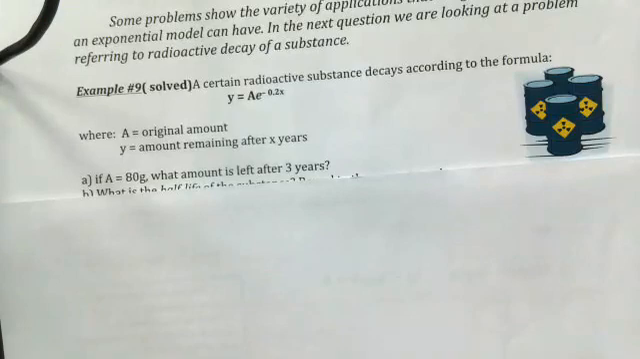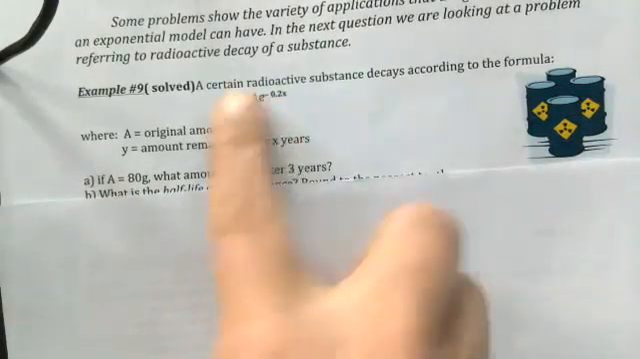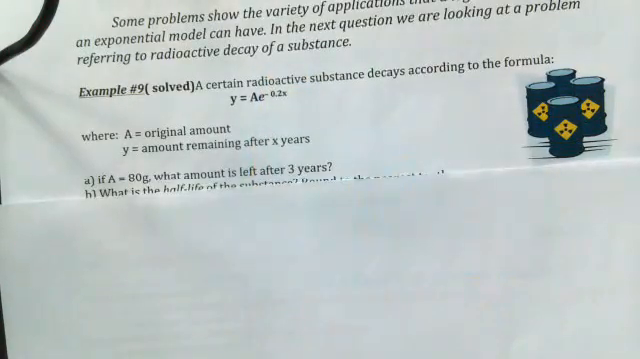A certain radioactive substance decays according to the formula Y equals A times e to the negative 0.2x. It almost looks like, not almost, it is the continuous compound interest formula, right? But the values are given to you in the formula. A is the original amount, Y is the amount remaining after x years. The only thing that's different here is that it's not growth, it's decay. Therefore, you have that negative in the exponent, right? It's going to slowly have less and less of the original substance.